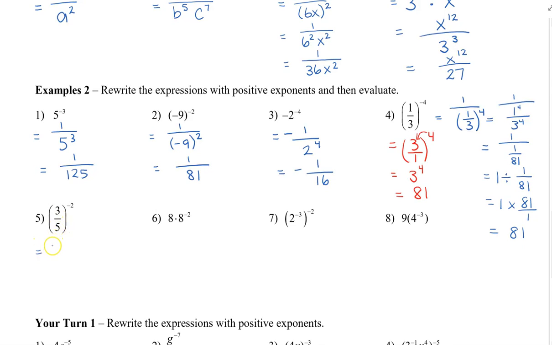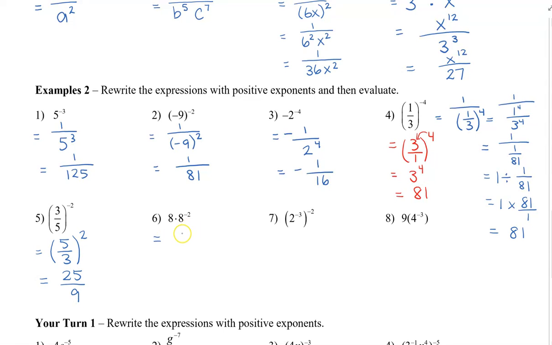Okay, so we're going to take the reciprocal of our fraction. So it's going to be 5 divided by 3. That's our base. The negative exponent 2 becomes positive 2. Apply this to both the numerator and the denominator. So we have 5 squared, which is 25, and 3 squared, which is 9.